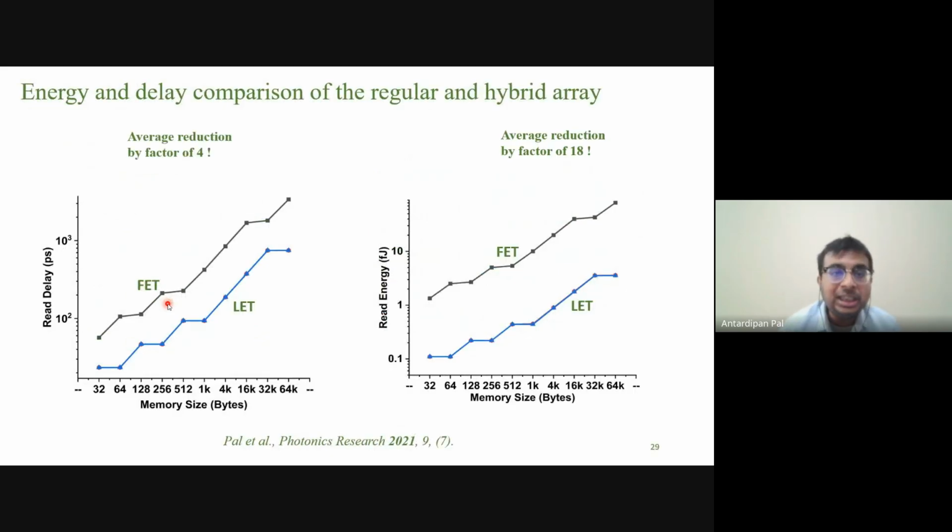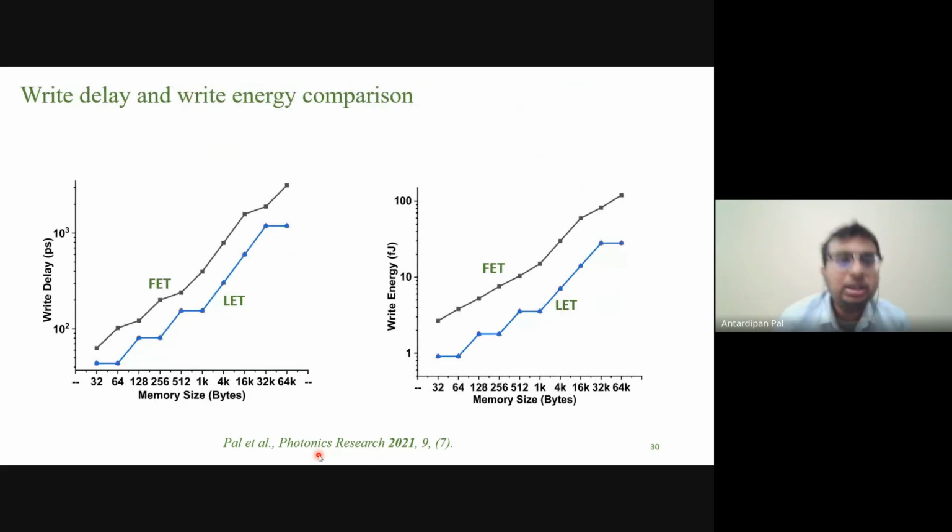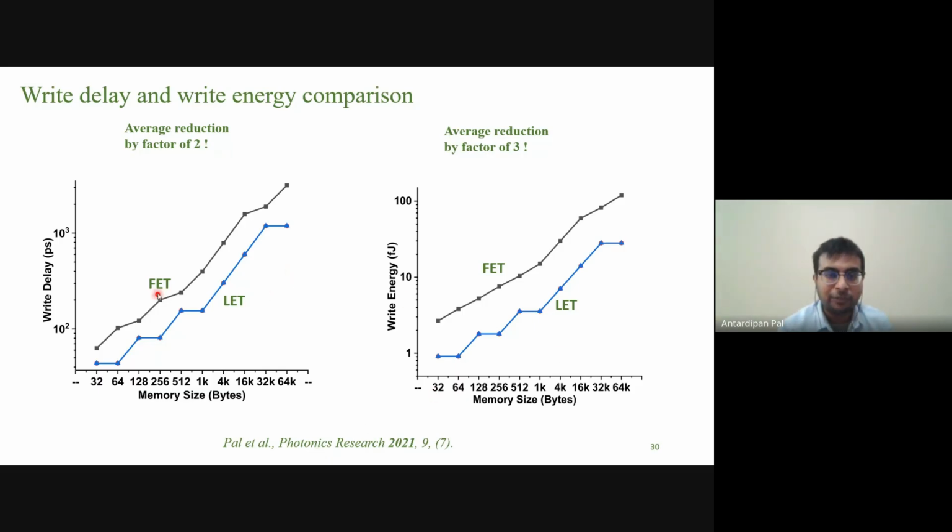In read delay, we have an average reduction by a factor of 4. In read energy, an average reduction by a factor of 18. All these are published results. If you want to get into the details, you can either read this paper or use the link to my doctoral dissertation, which has much more detail. Similarly, for write, we have a reduction by a factor of 2 in write delay and a factor of 3 in write energy. This is the FET, this is the LET.